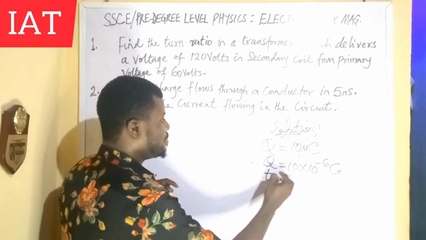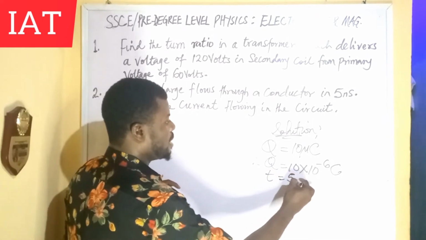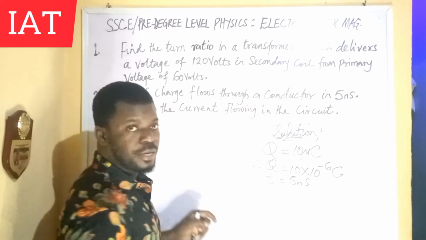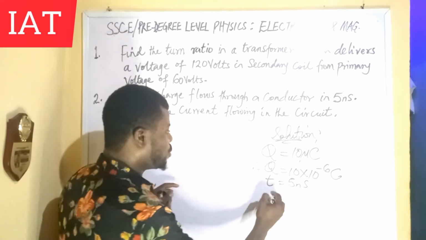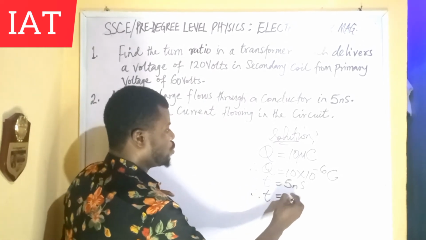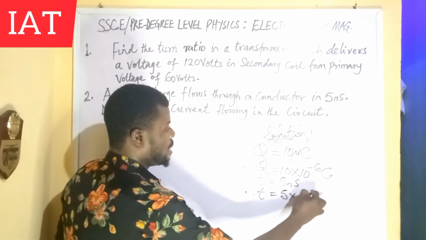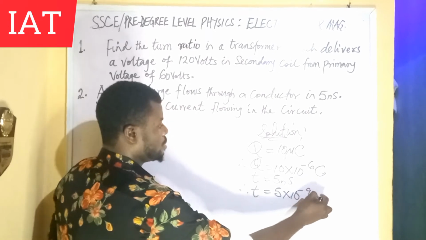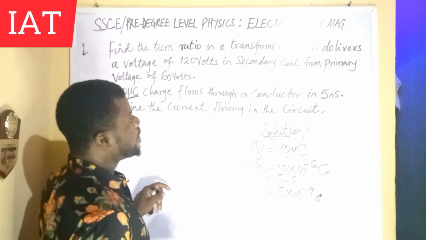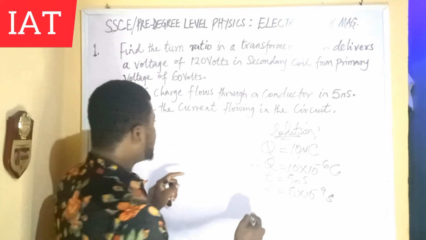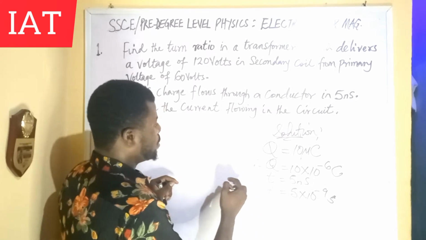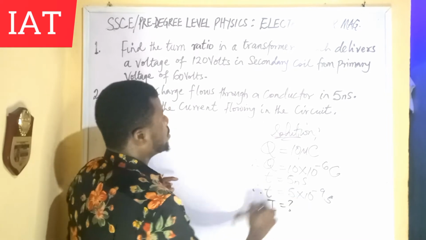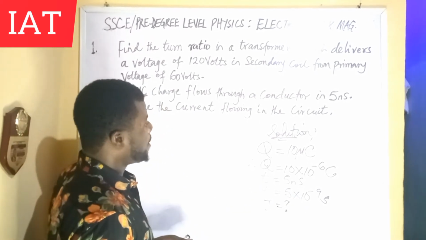So the time here is 5 nanoseconds, and this nano is 10 to the power of minus 9. So that means we need to convert the time to nanoseconds. All right? So this is seconds. Again, we have to determine the current flowing. So I, which is the current, is not given.